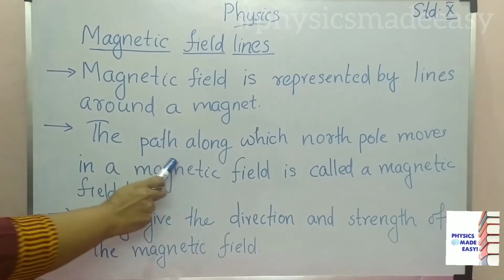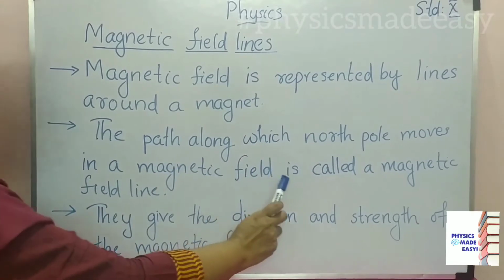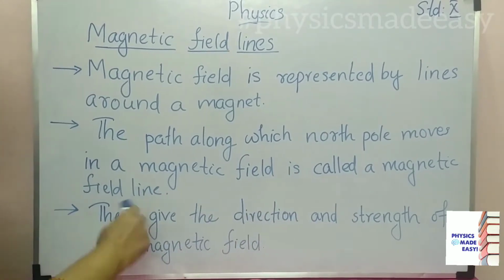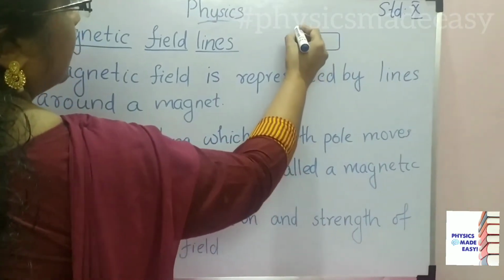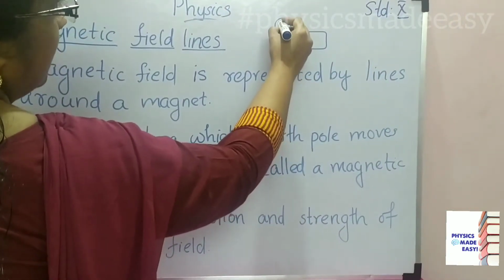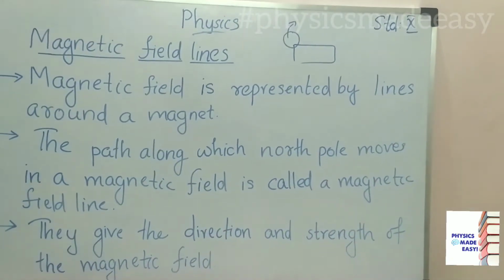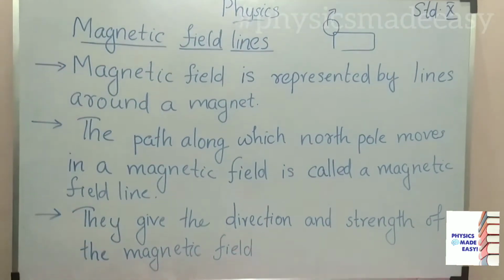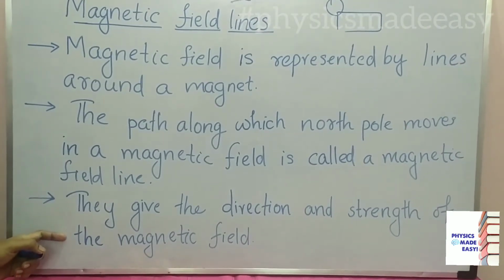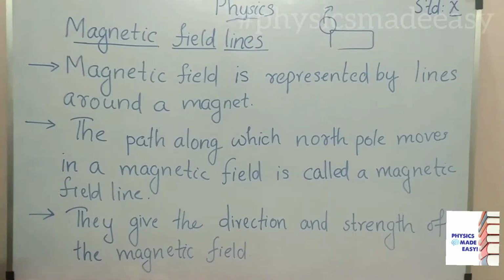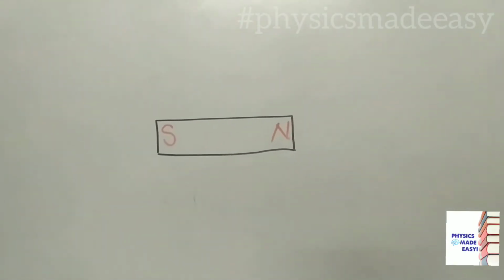The path along which a north pole moves in a magnetic field is called a magnetic field line. Here you can see, if we have a magnet and you place a compass needle, the direction towards which the north pole of the needle moves, we can take as the magnetic field line. They give the direction and strength of the magnetic field. Let us see how to represent the magnetic field.